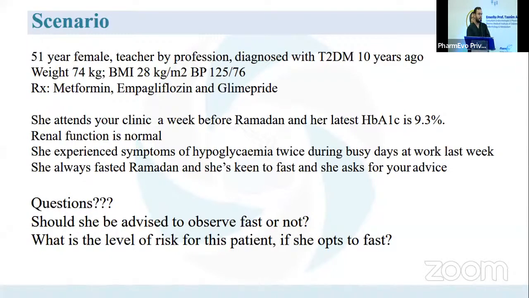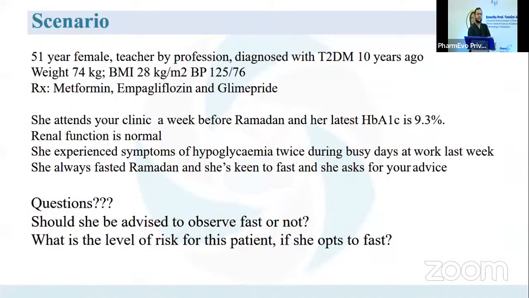So the scenario is of a 51-year-old female who is a teacher by profession, diagnosed with type 2 diabetes mellitus 10 years ago. Her weight is 74 kilograms, BMI 28 kilograms per meter squared, and her BP is 125 by 76 millimeters of mercury. She's currently on metformin, empagliflozin, and glimepiride. She attends your clinic a week before Ramadan, and her latest A1C is 9.3%. Her renal function is normal.